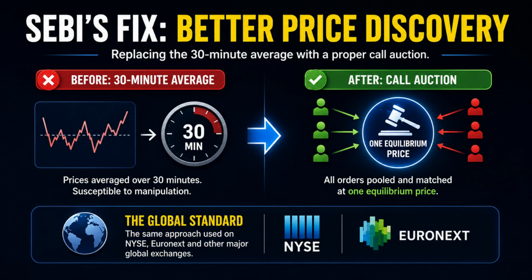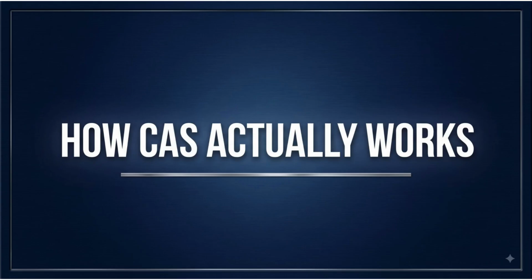SEBI's fix: replace the 30-minute average with a proper call auction where all orders get pooled and matched at one equilibrium price. The same approach used on the NYSE, Euronext, and other major global exchanges. Here's the mechanism, step by step.